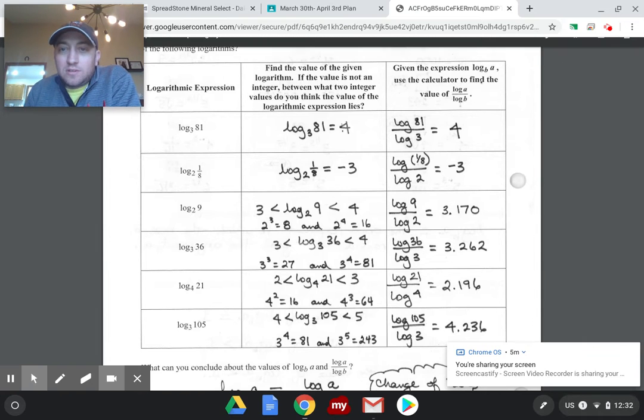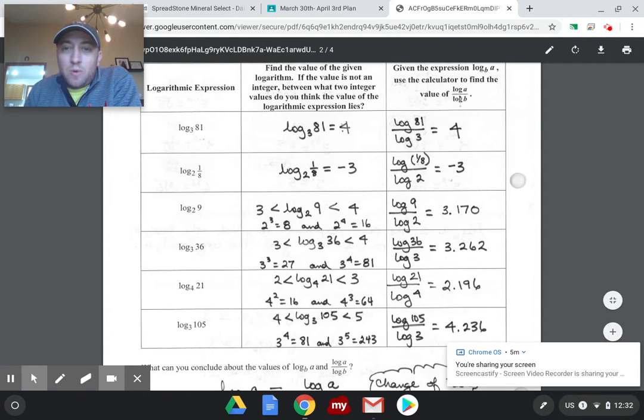So it also talks over here that you can evaluate a logarithm, like log base 3 of 81, using a change of base formula. You just take the common logarithm of 81 right here and divide it by the common logarithm of 3. Log of 81 over log of 3. If you type that into your calculator, it's going to give you 4.